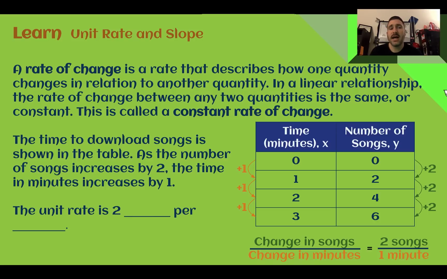In our example, the time to download songs is shown in the table. As the number of songs increases by 2, the time in minutes increases by 1. Notice every time that we download 2 more songs, it took 1 more minute. This was a constant rate of change. As we went up, the time that it took to download a song remained the same throughout. So we could figure this out as our unit rate. It was 2 songs in 1 minute. Remember, the unit rate is just how much for something in 1 of the other unit. So here it's 2 songs in 1 minute.